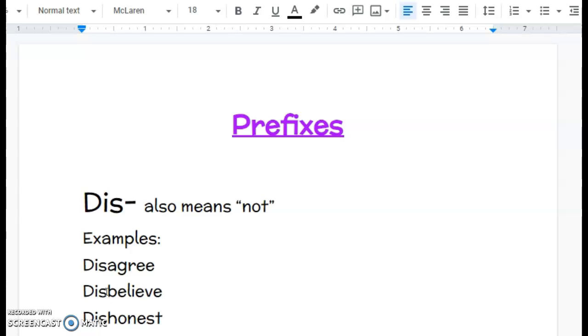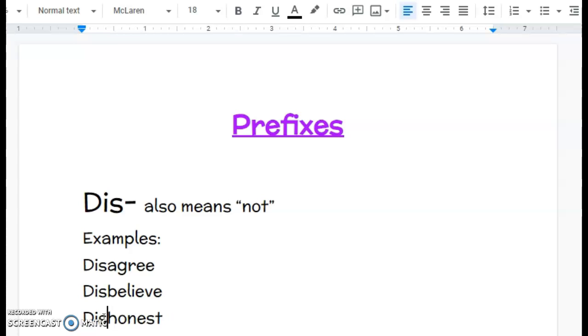Last one for this prefix is dishonest. Okay, so honest, we can break our prefix off, dis, not, and honest. We know honest means to tell the truth. So not honest means you're not telling the truth.